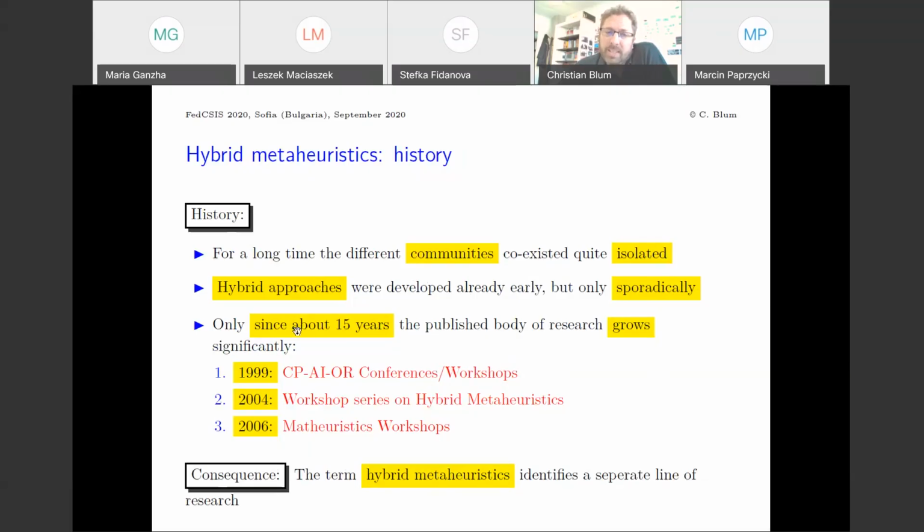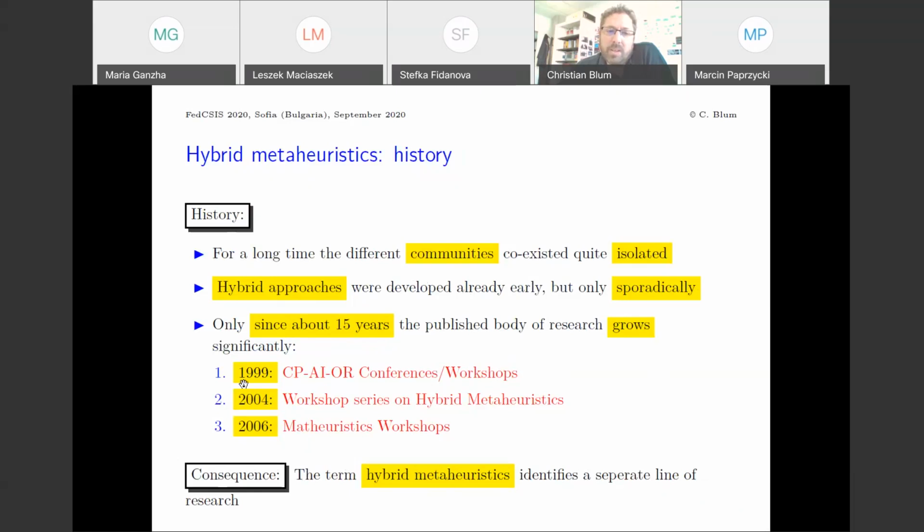But then at some point, also because of the growing problem instance sizes, and this happened maybe about 15 years ago, people looked at hybrids. And then you see that also in the appearance of specialized conferences and workshops.